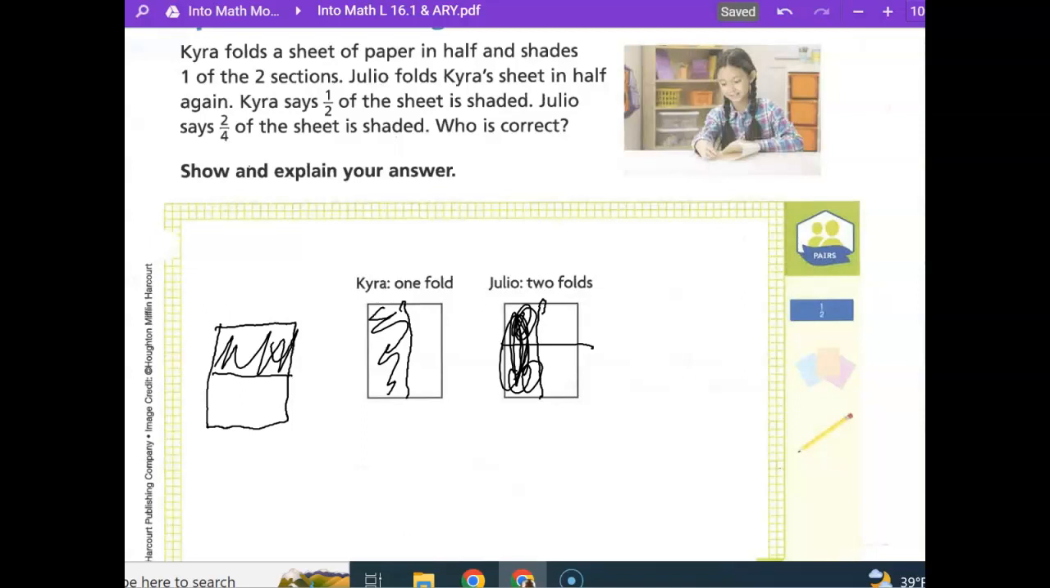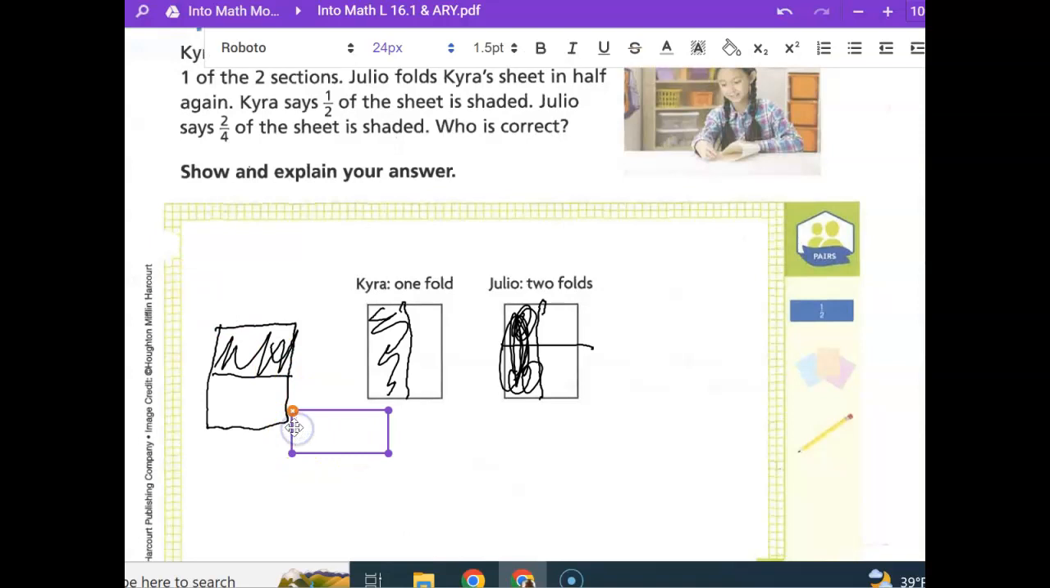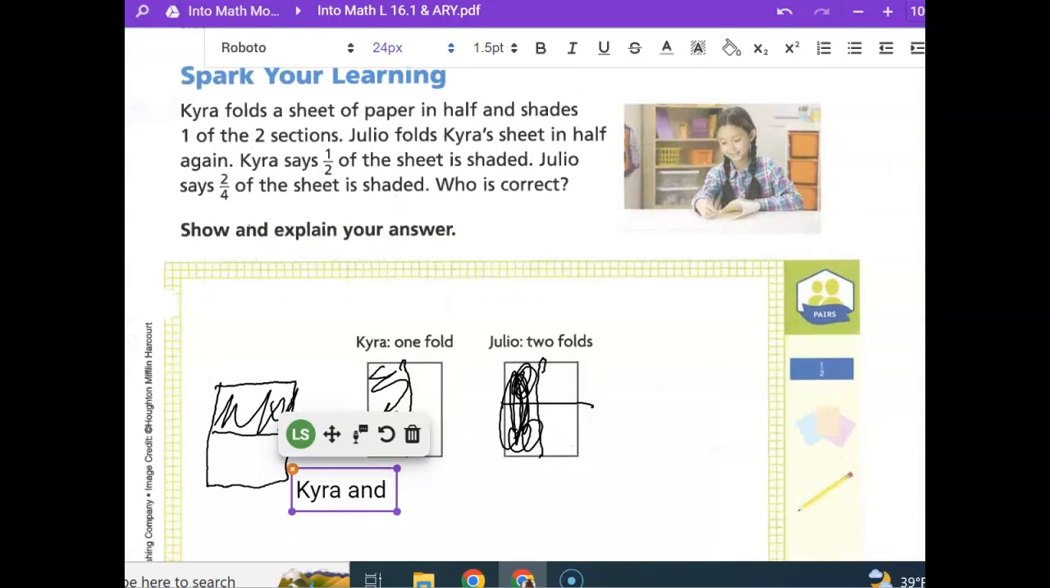Well, if you look at it, the equal amounts of the paper are shaded. So Kyrie and Julio are both correct.